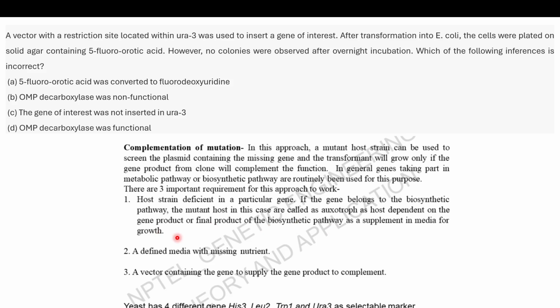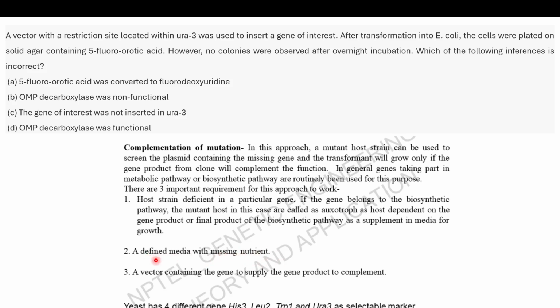Okay. So the host strain into which the recombinant plasmid is going is deficient, suppose, in coding for a particular product. It will need that particular product to grow in a particular medium. Now your growth media will have the missing nutrient.